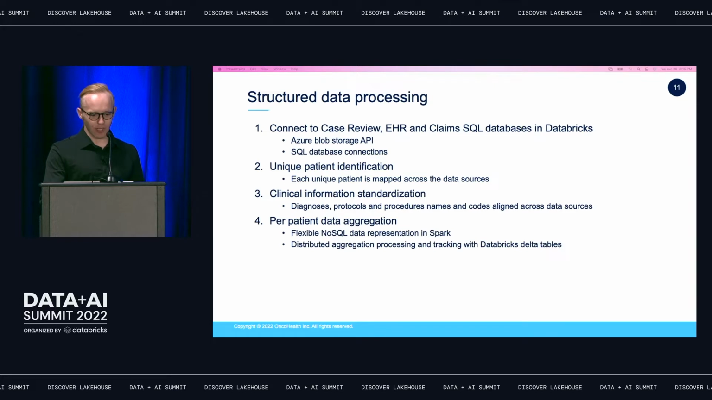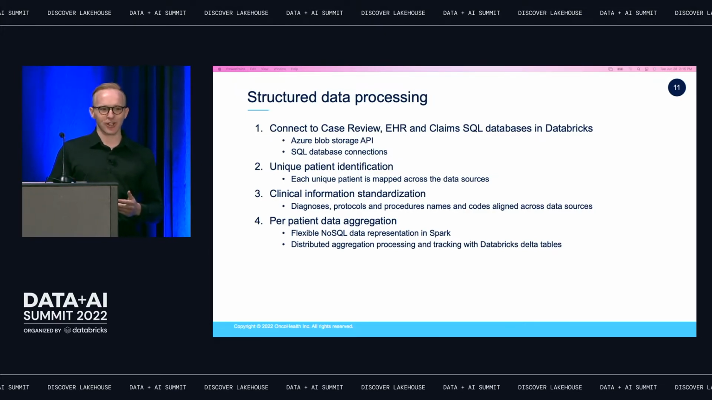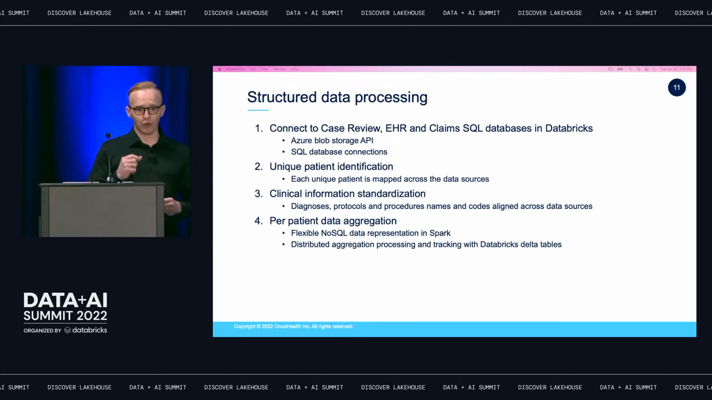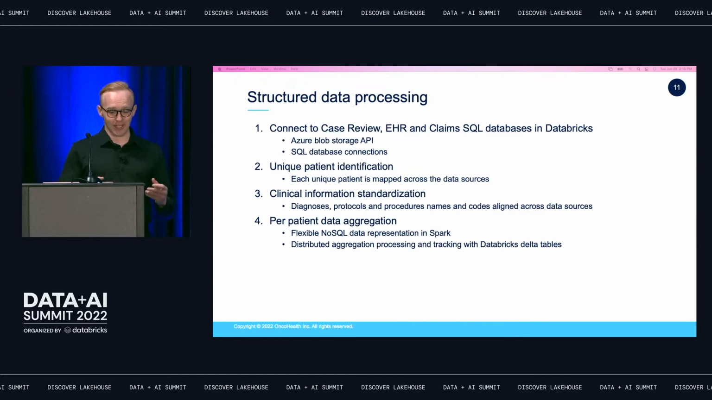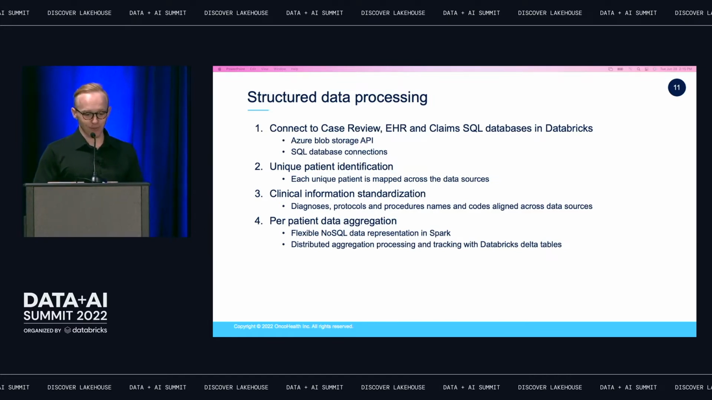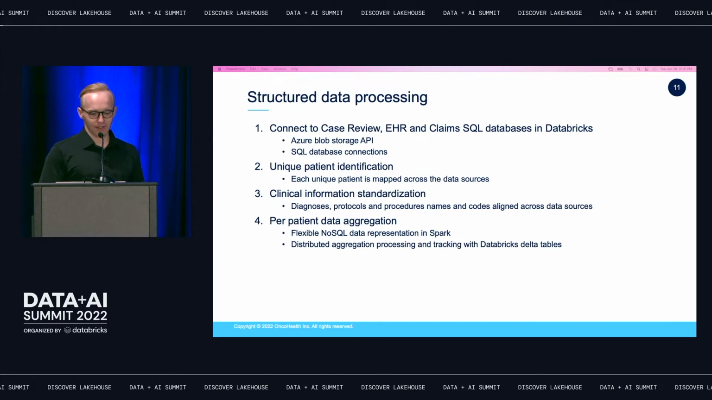And finally, we have per patient data aggregation. We're truly interested in viewing for a single patient, whenever we search for that patient, a comprehensive view: the claims that they had, and any structured data we have collected on them, we want to see them associated for that patient. And here again, we leverage the Spark NoSQL data representation, which allows for a nested structure of all the variety of data sources for that single patient ID. And we collect this data in Spark data frames that are then put into Databricks Delta tables.